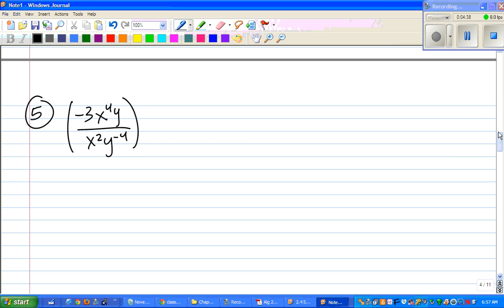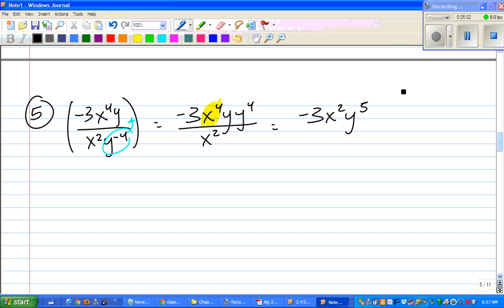Alright, number 5. We have a negative exponent. We're going to bring that up. So we get negative 3 x to the 4th y to the 4th, all over x squared. I have more x's on top. Negative 3 stays there, we have 2 more x's, and you combine your y's to get y to the 5th power.